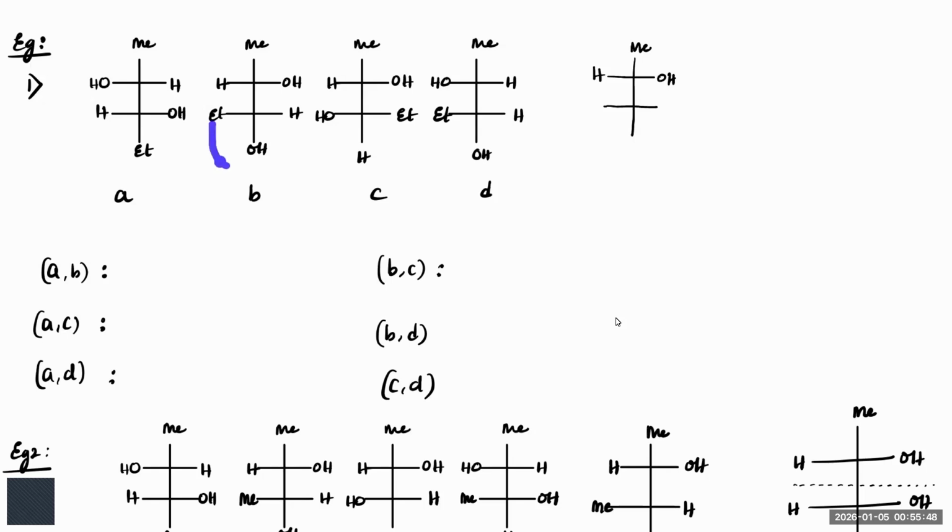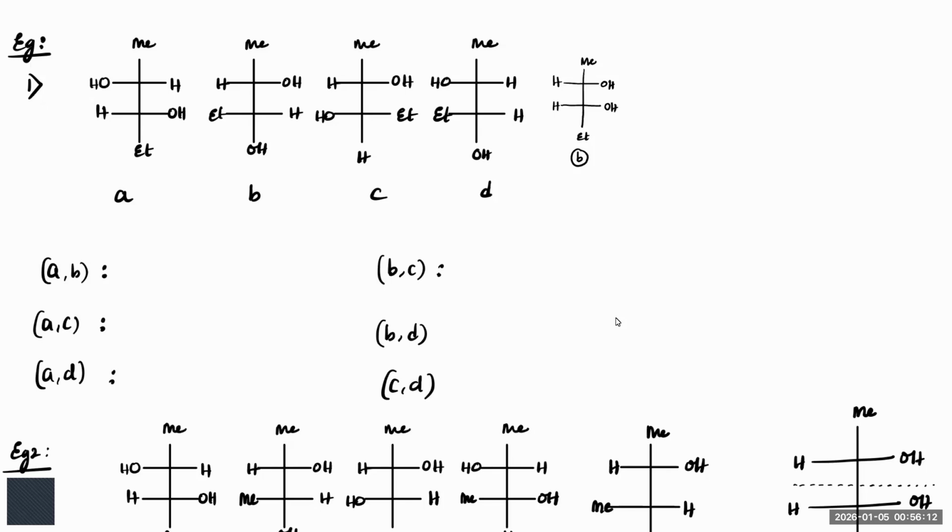So what would I do? I will put ethyl here and OH here. That is exchange number one. OH here and H here. That is exchange number two. So basically we now have H, OH and ethyl. So this is also B. This is also structure B. Got it? So I'll keep it aside.